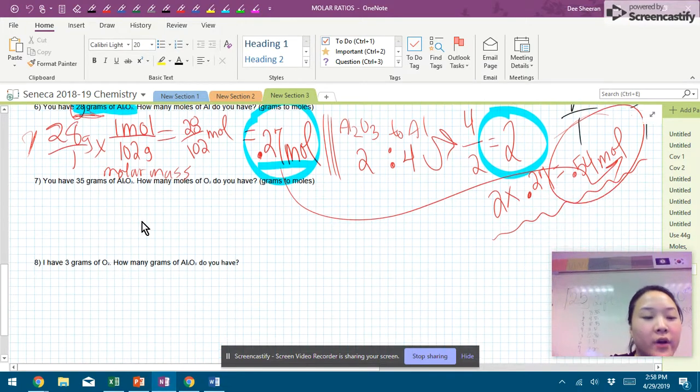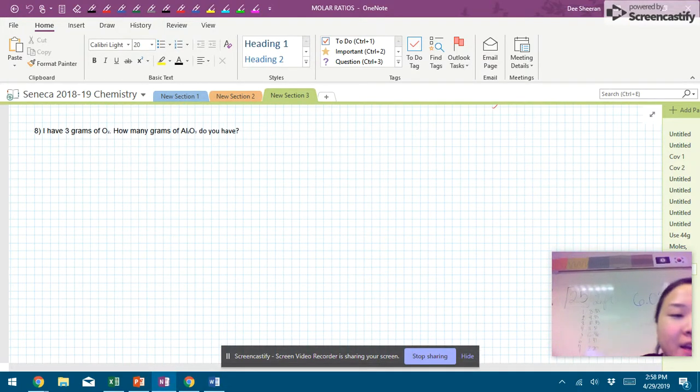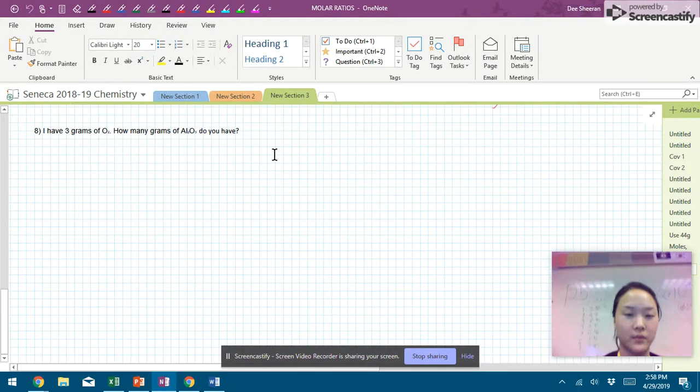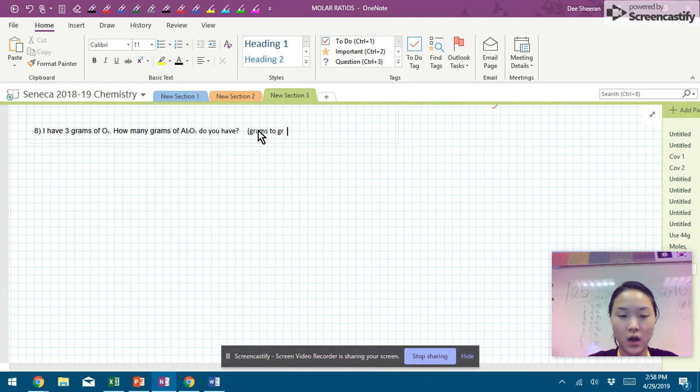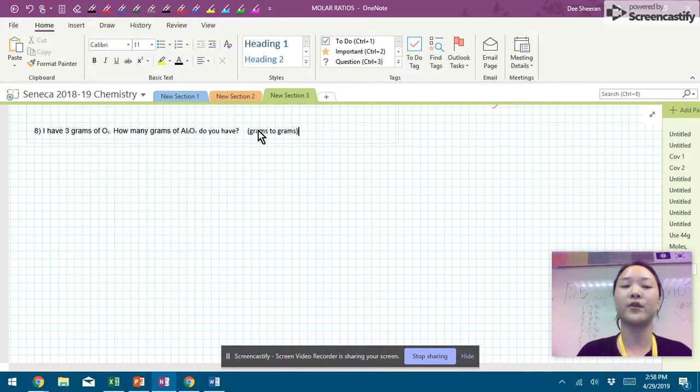All right, so now we're going to move on to the last question, which is number 8, and this is a grams to grams problem. This is the problem I think most people had the most trouble on because it requires the most steps, which makes sense. So, grams to grams. It says, I have 3 grams of O2. How many grams of Al2O3 do I have?